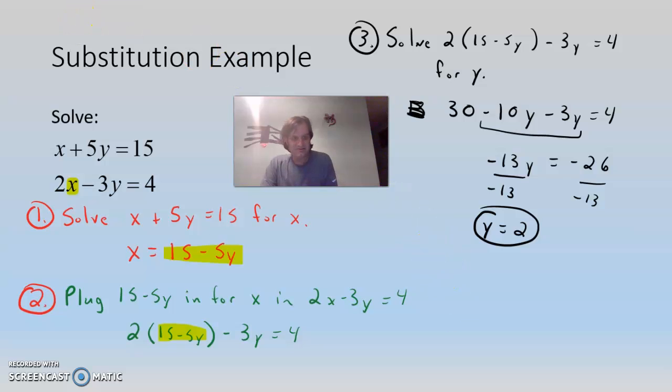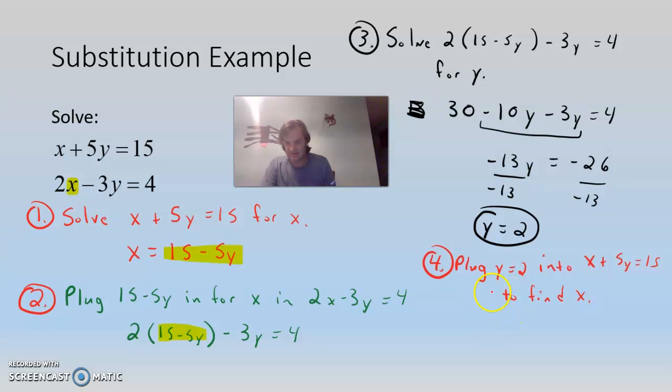So we'll go to step 4. And now we'll plug y equals 2 into, and it doesn't matter which one, let's just use the first one, x plus 5y equals 15, to find x.